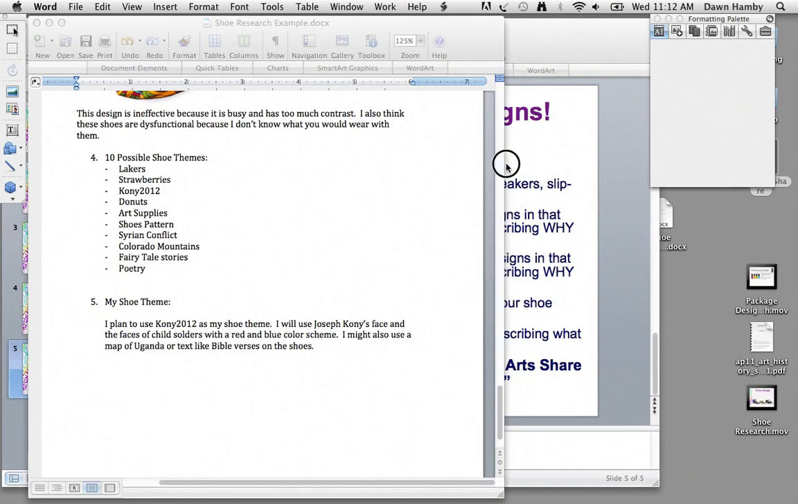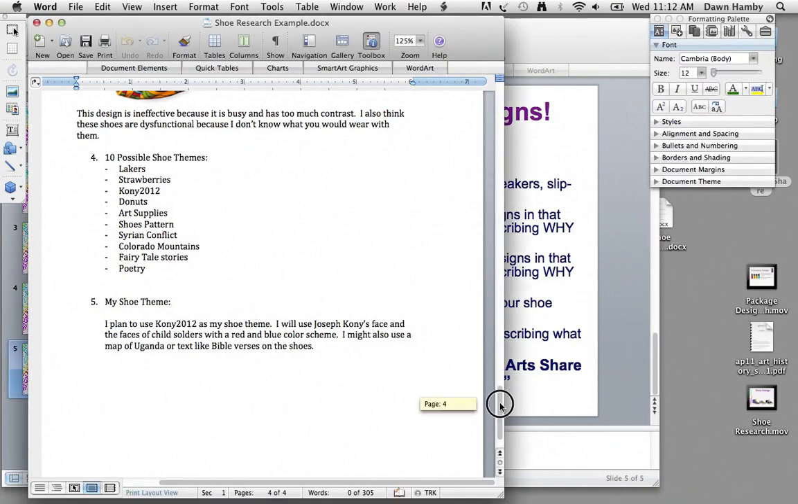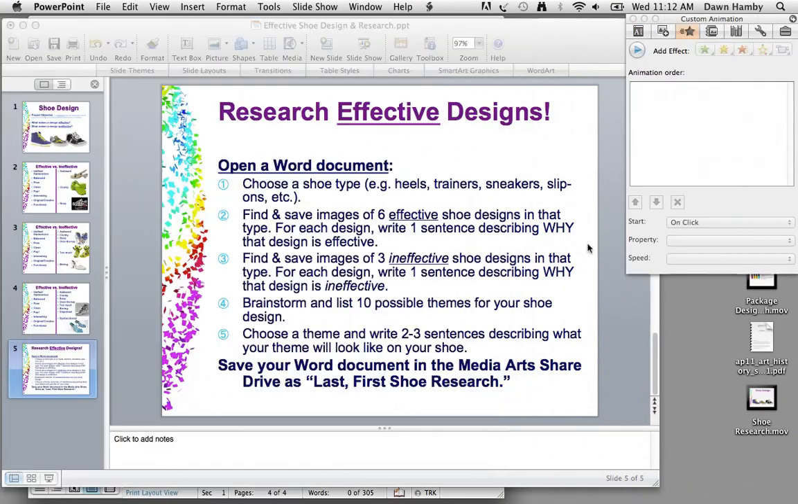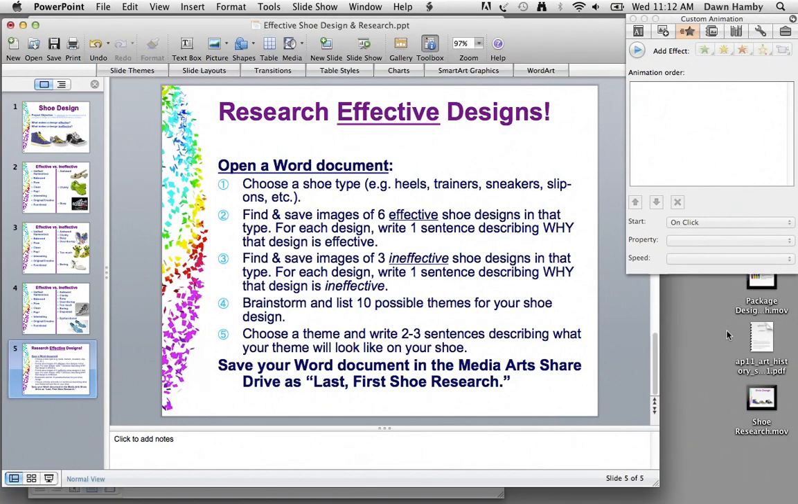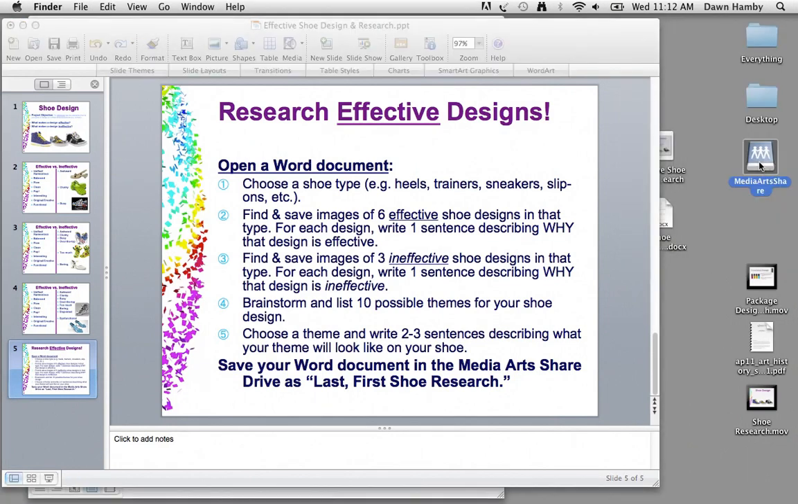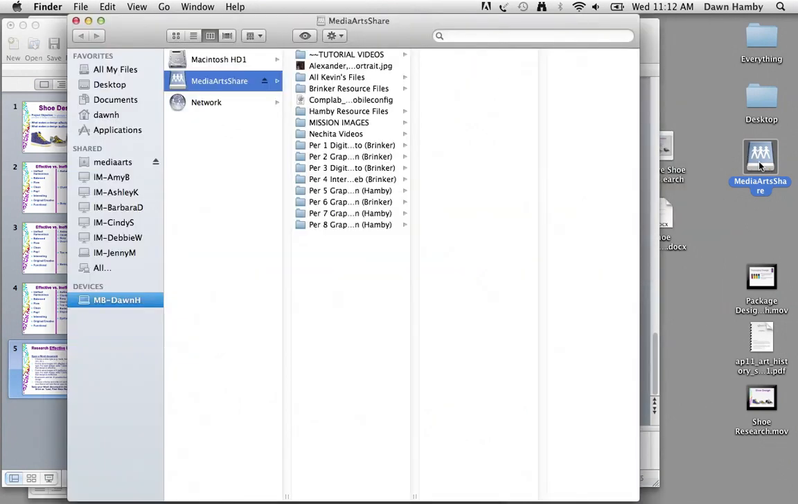These 3 resources, the shoe research example, the PowerPoint with the instructions, and this video are available to you under the MediaArt Share Drive under Hamby Resource Files, Shoe Design folder.